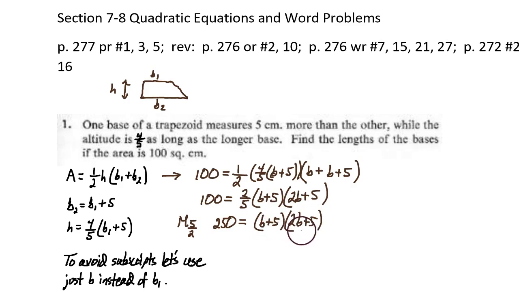This is a binomial times a binomial. We can do FOIL. B times 2b is 2b squared. B times 5 is 5b. And the inner product is 10b. Those combine to 15b. And then 5 times 5 is 25. Now we see we have a quadratic equation. Let's get it to equal 0 by subtracting the 250 from both sides.